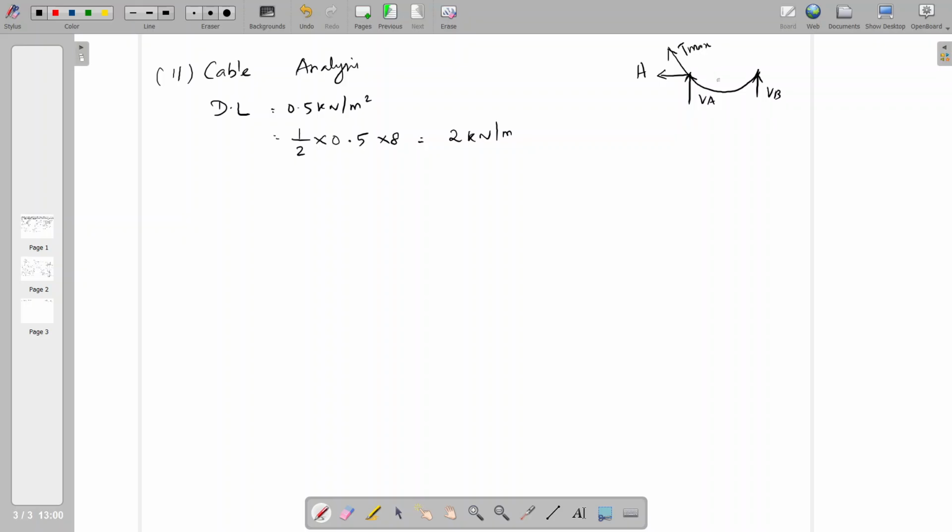For the cable analysis, to find the horizontal thrust, we have a direct formula. Horizontal thrust due to dead load, because we are dealing only with the dead load, HD equals WDL squared by 8D. WD is 2, L is 200, squared by 8 into 25, which is 400 kilonewton.